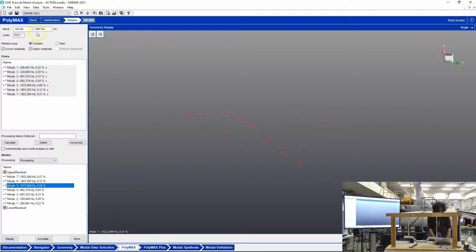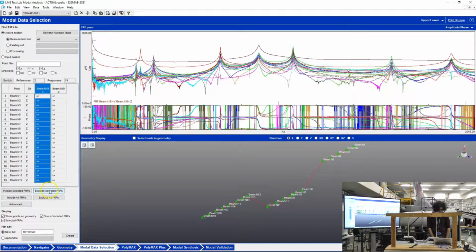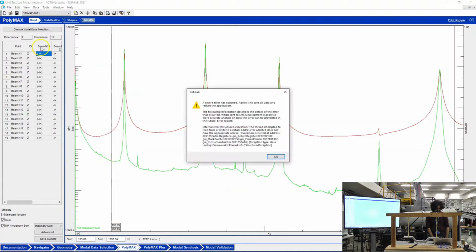So what I want to do is repeat the analysis without including the lateral bending, because I'm only interested in seeing the vertical bending. So let's go back to the selection of modal data. I will exclude the lateral frequency response functions, and I'll go through the analysis again.